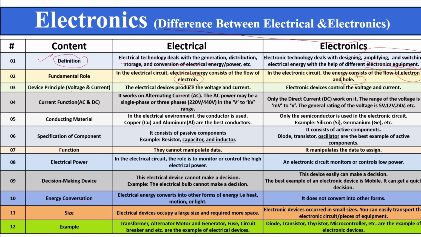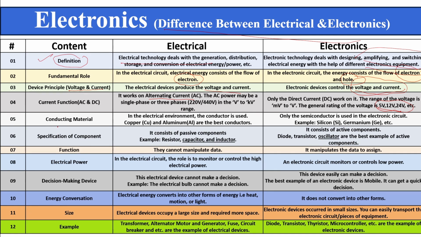If you talk about the device principle, that means which kind of voltage or current it works on. Electrical devices produce voltage and current, but electronic devices control the voltage and current, and mainly work on DC voltage and current. Next, does the current function as AC or DC? Electrical works on alternating currents, maybe single phase or three phase, and maybe in the volt, kilovolt, or megavolt range. But electronic devices only work on DC, and the range of voltage is very small, millivolts to volts, generally 5 volts. Most electronic devices use 5 volt, 12 volt, and a maximum of 24 volts for their operation.